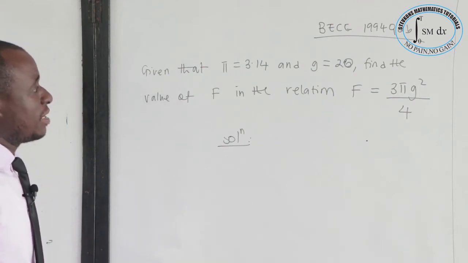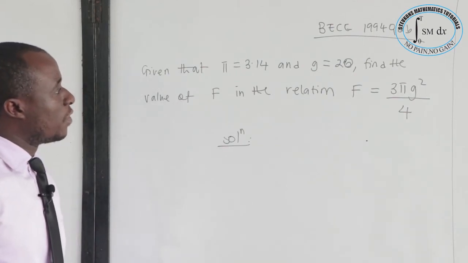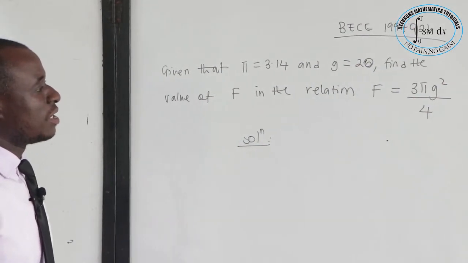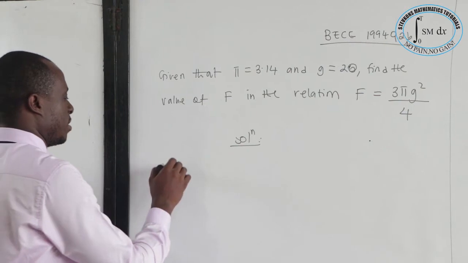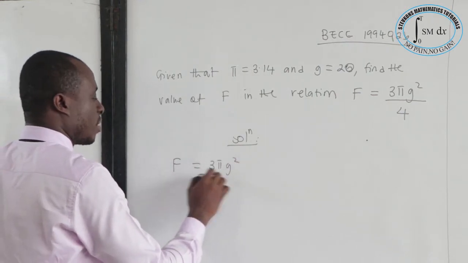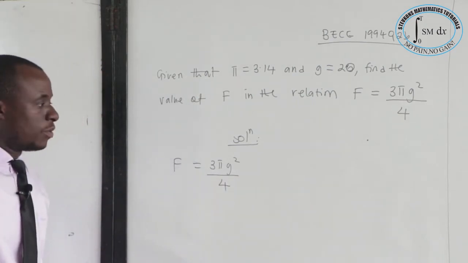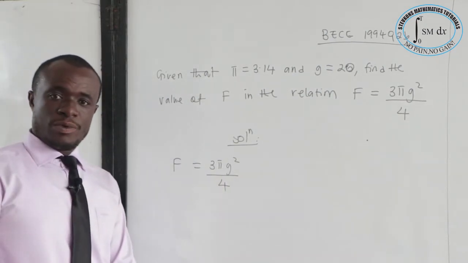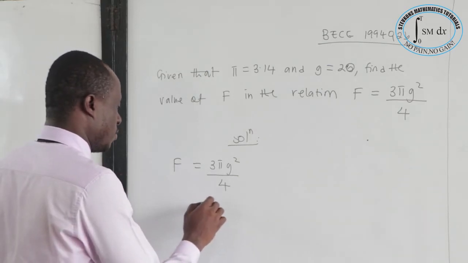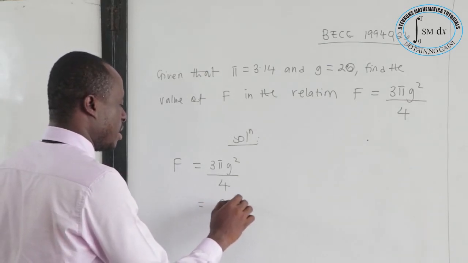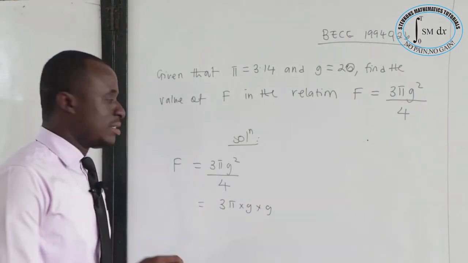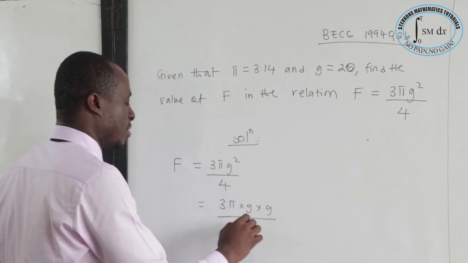We are given that pi is 3.14, j is 20. We should find the value of f in the relation. So we have f equal to 3 pi j squared all over 4. We know the value of pi, we know the value of j. But this j is squared. So this is equal to 3 pi times j times j, because it is j squared, all over 4.